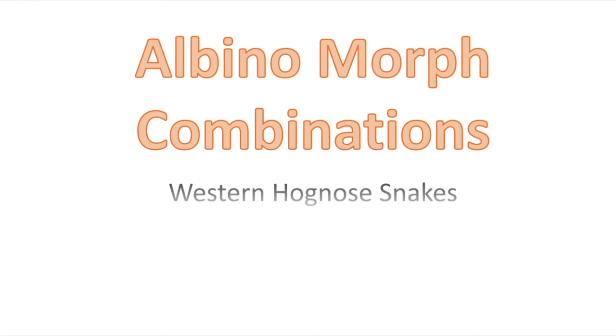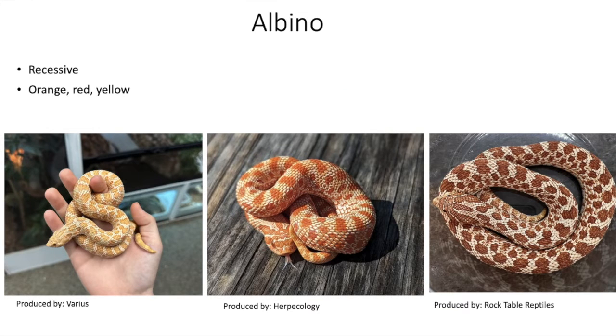Guys, it's your boy Jermaine from Shovelnosehogs back with another video, and today we're going to do an update on my morph guide, and we're going to specifically talk about the albino gene in western hognose snakes. So let's get started. First off, the albino is a recessive morph or gene. It's probably the most common one that's found in hognose snakes as well as most other species of snakes.